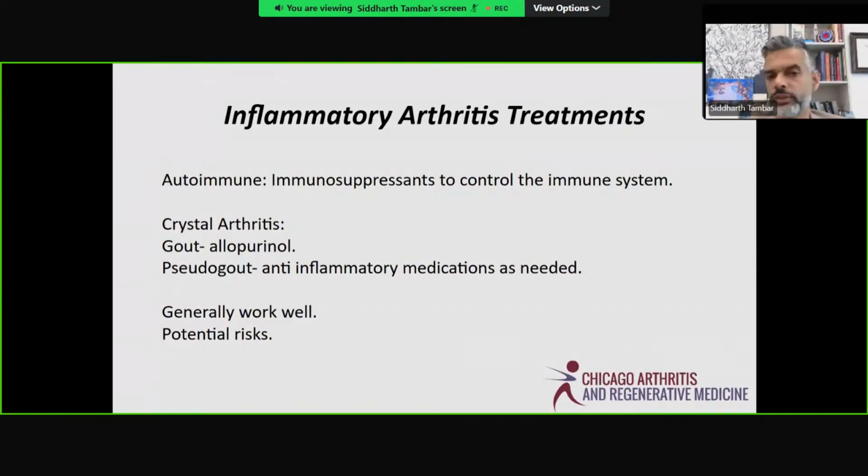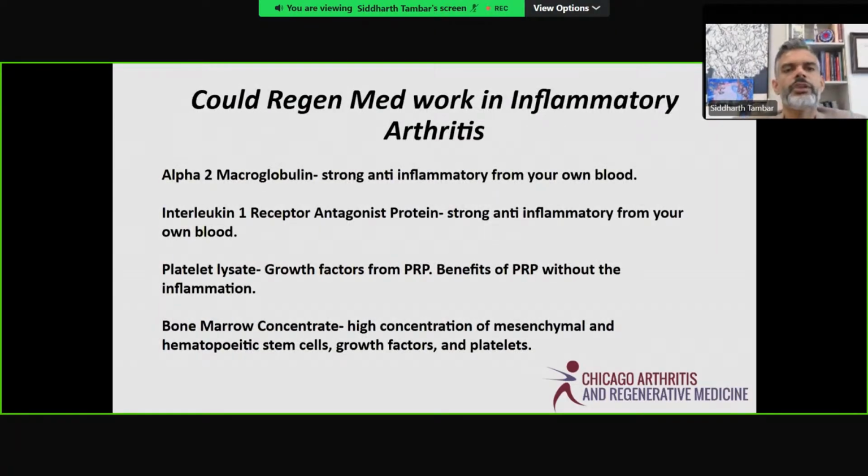There are potential risks with these treatments, with all medications, but including some of the immunosuppressant medications, which is why it's always worthwhile asking if there are other options. So a good question to ask, and a question that I hear patients ask, is could regenerative medicine help in the setting of inflammatory arthritis conditions, whether that's pseudogout, rheumatoid arthritis, or anything else?